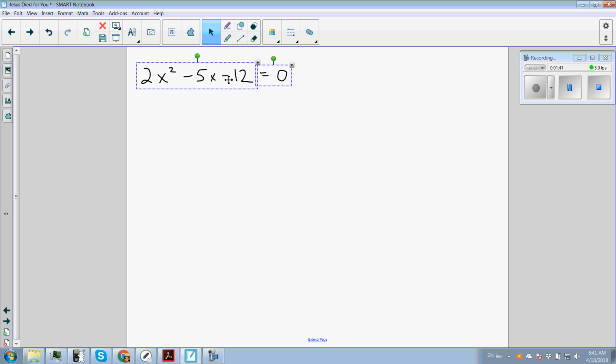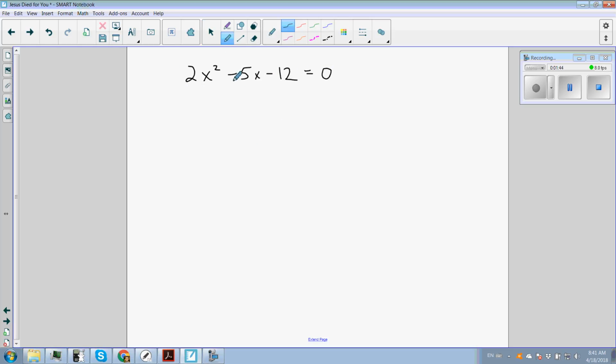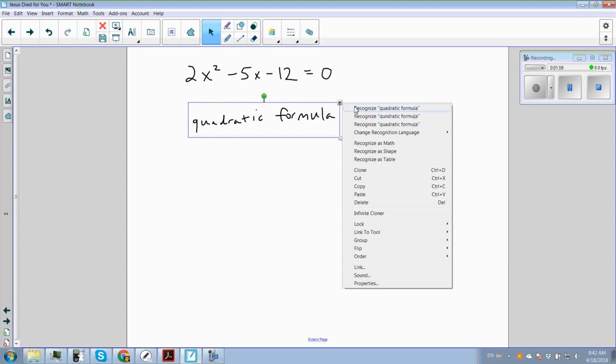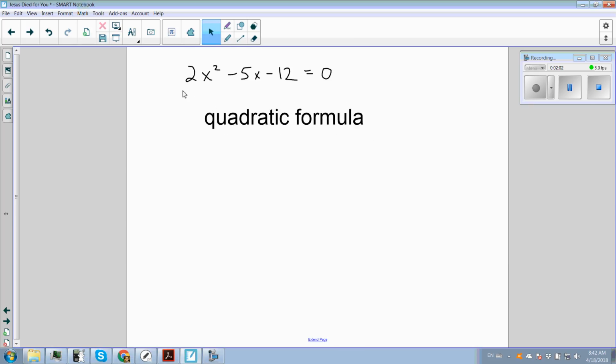I plan on discussing the quadratic formula. Now, the quadratic formula is a formula that will solve any quadratic equation. That's what, in my mind, gives it an advantage over factoring. Factoring will only solve certain quadratic equations, but the quadratic formula will solve any quadratic equation.